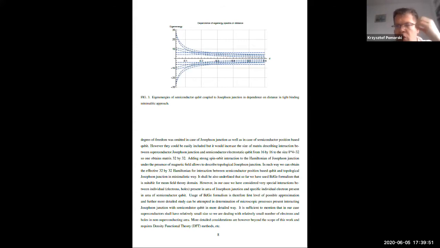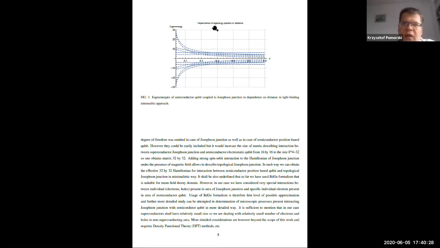So you can tune this topological phase transition by controlling the distance between the semiconductor qubit and the Josephson junction. Later, I will refer to the idea of a traveling qubit in a semiconductor chain of quantum dots. I will show you how to do it in a more practical way, because here every time you need to produce new samples, right?